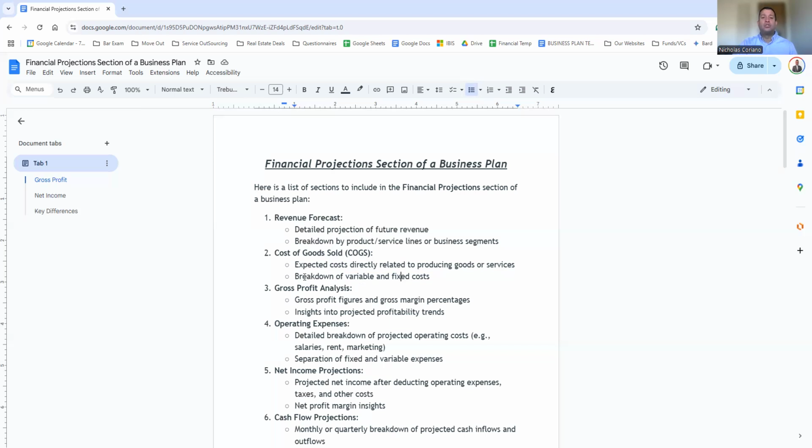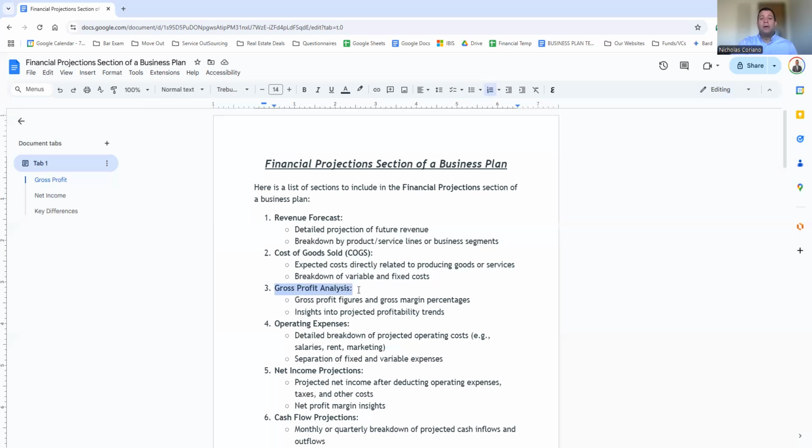The third thing to include in your financial projections section of the business plan is your gross profit analysis. Now, this is not the same thing as net income, which we'll go into later. And I actually put a video up, and I have the link at the end of this, for the difference between a gross profit and net income.